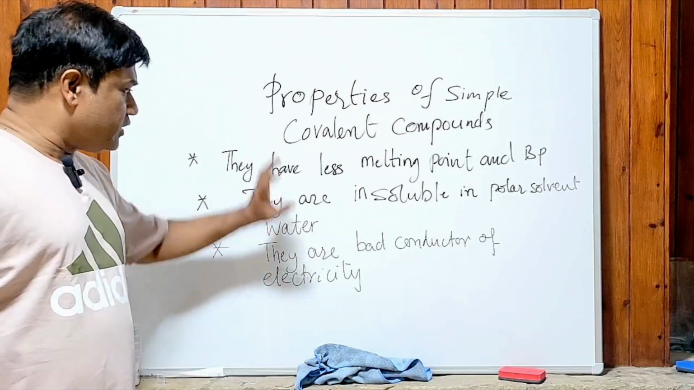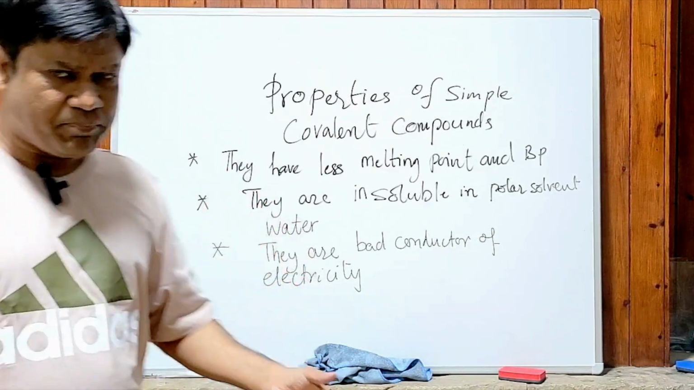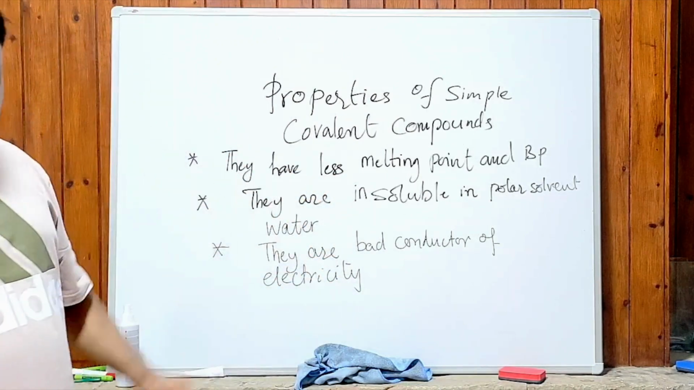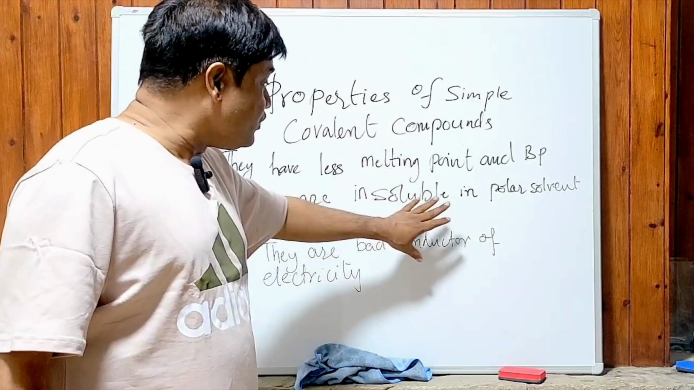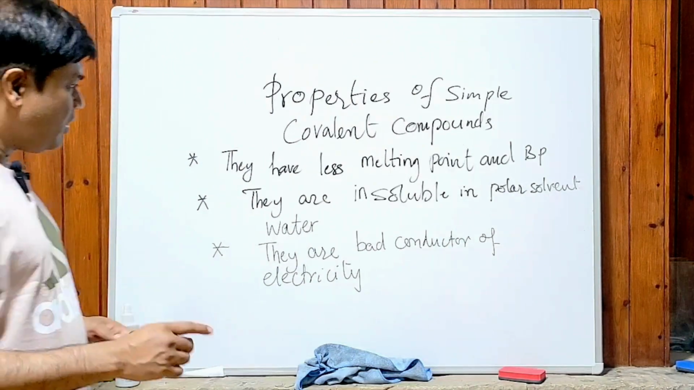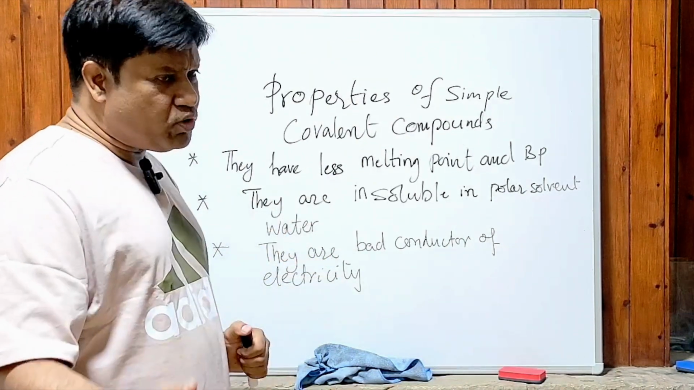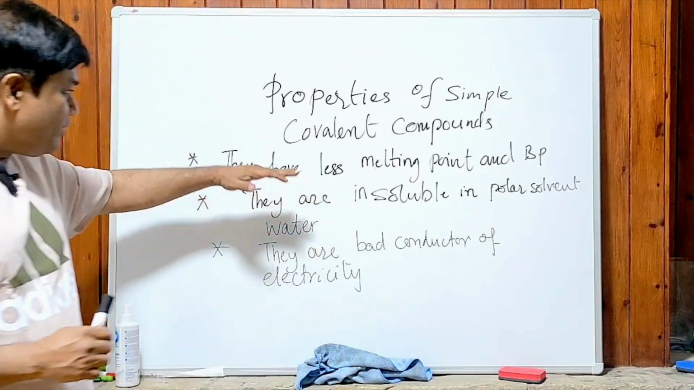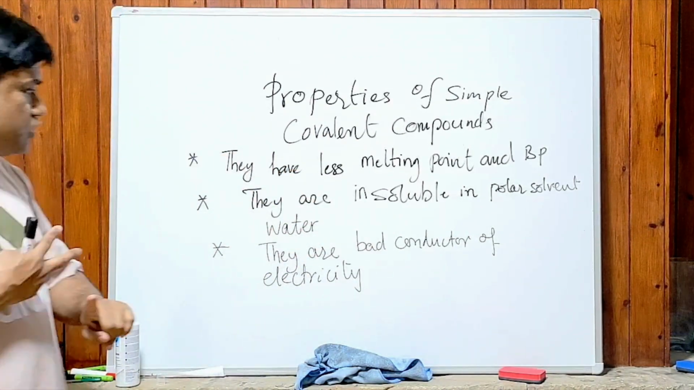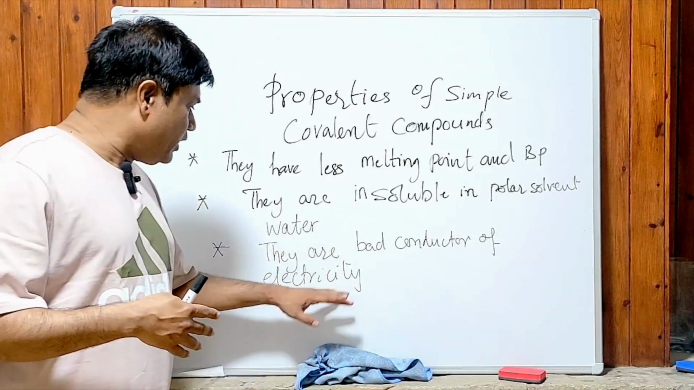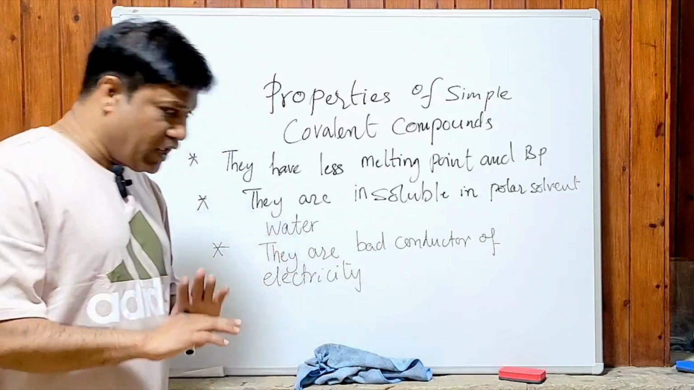Okay guys, these are some physical properties of covalent compounds. These are the general properties. We will discuss exceptions later on. Because of the presence of hydrogen bonding, some dissolve in water. That's a different case. But in general, they have low melting and boiling points. They are insoluble in polar solvents, for example water. They are bad conductors of electricity.